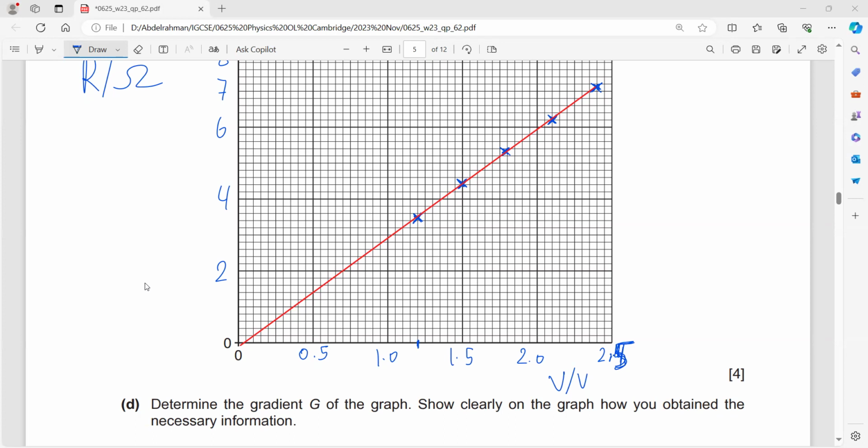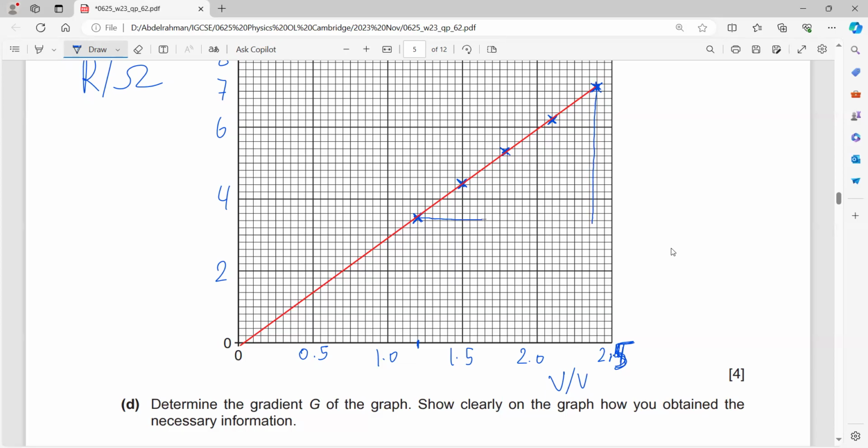But you have to use the triangle method. I will use the furthest 2 points together. Do not take 2 points which are close together. Never take 2 points which are close together. I will take 2 points which are very far apart.